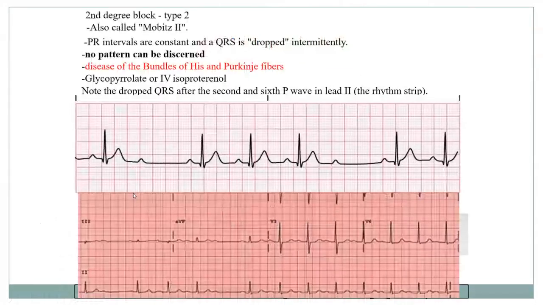Let's look at second degree heart block, Mobitz type 2. This is more dangerous. PR intervals are constant.